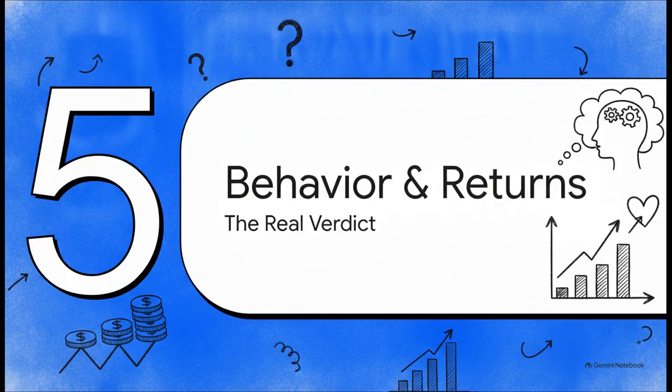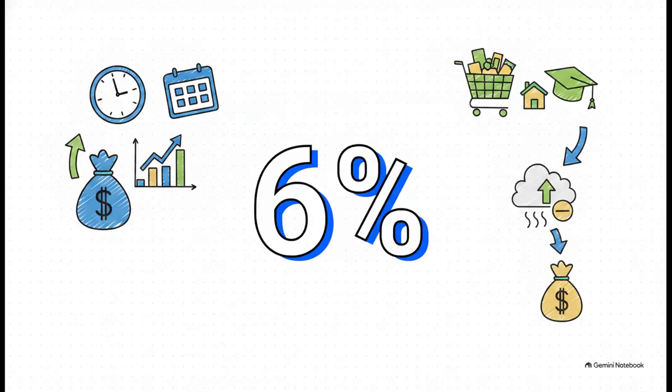And finally, we reach the verdict: behavior and real returns. I want you to literally burn this number into your memory. 6%. Why? Because this single number represents the incredibly important concept of real returns. Imagine your mutual fund app shows a fantastic 12% nominal return for the year. You are probably feeling like an absolute financial genius, right? But if inflation in the real world, the cost of groceries, fuel, housing, is running at 6%, your money's actual purchasing power only grew by the difference. That means you only got a 6% real return.